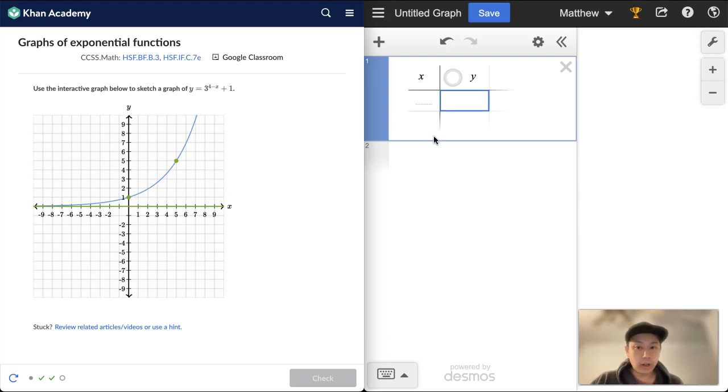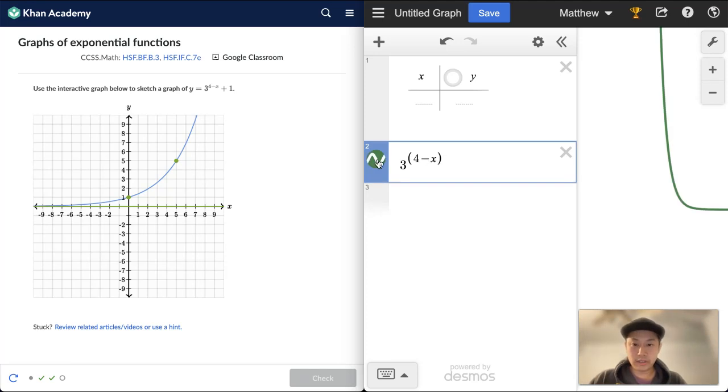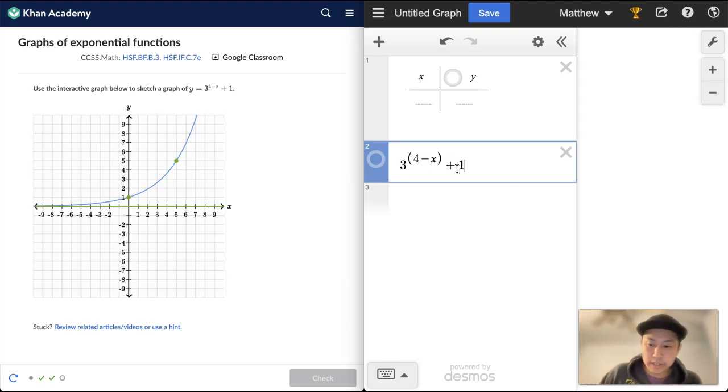Okay, so let me type in what we have here. This is 3 to the power of 4 minus x, plus 1, right? I'm not going to show the graph here. I'm just using this as a calculator to organize my table. This is where I'm going to advise you guys to analyze the exponent. This is a 4 minus x. So we can technically choose any number for x, but the nice numbers to pick are ones where we can get the exponent to be 0.